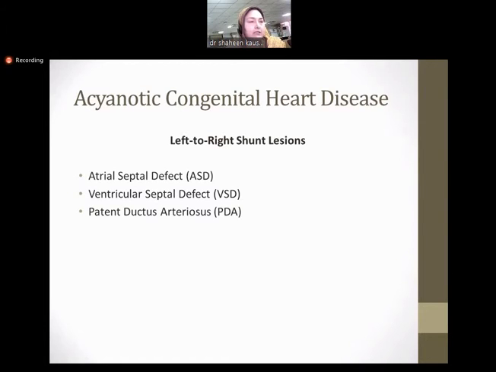But in left to right shunt, the blood is diverted from the left side to the right side, and there is increased volume overload on the right side of the heart. Left to right shunt lesions or heart defects include atrial septal defect, ventricular septal defect, and patent ductus arteriosus.